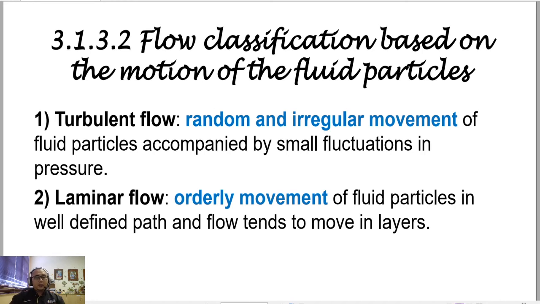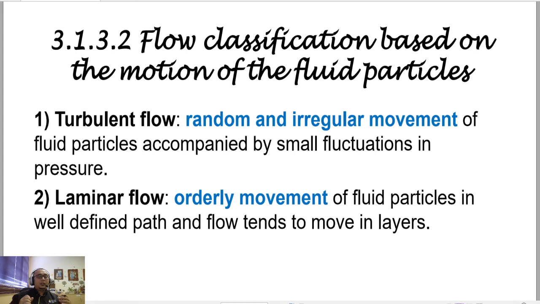So dia punya definition, random and irregular movement of fluid particles accompanied by small fluctuation in pressure. So bila dia ada berlaku fluctuation in pressure, okay, kita bagi dia daya atau kita bagi dia pressure, and dia akan berlaku irregular movement. Okay, dia irregular movement, which is kita panggil dia sebagai turbulent flow.